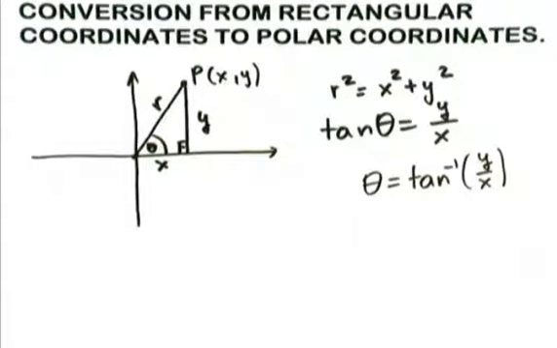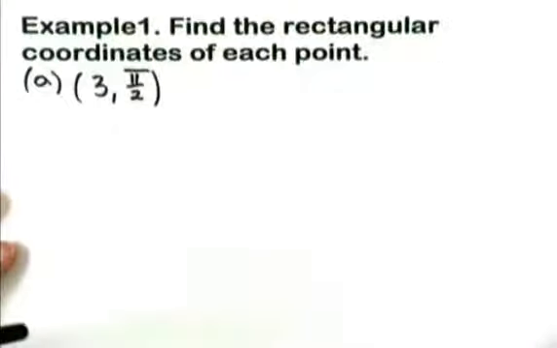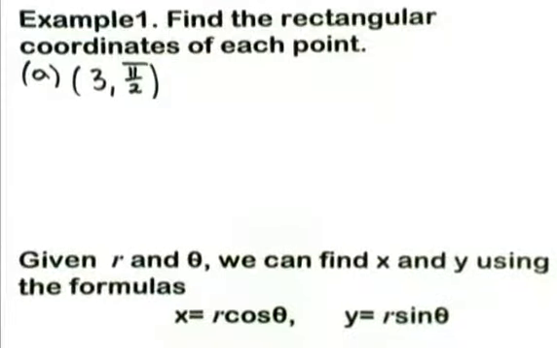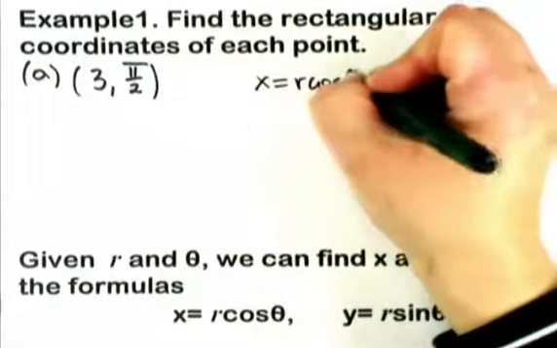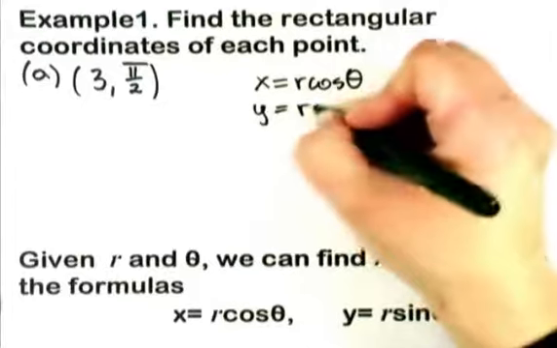All right, so now we will keep using those formulae. We have example 1. Find the rectangular coordinates of each point. So we have the point 3 and pi over 2. We need to find rectangular coordinates, that means x and y. To find x and y, I'm using my formulae. So we know that x is equal to r cos theta, and that y is equal to r sine theta.